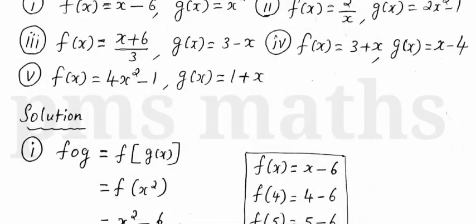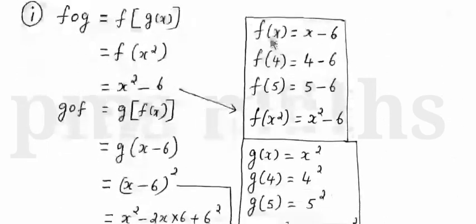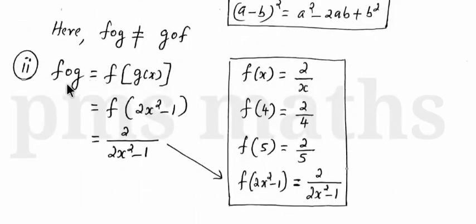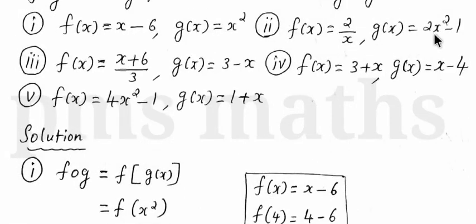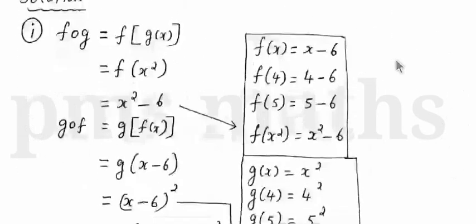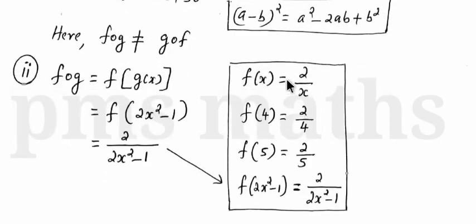Then the second one. This is the second question. Here, first find f of g. F of g is nothing but f, put a bracket, then write this g. G is nothing but g of x. Then substitute the value of g of x. What's the value of g of x in the second one? G of x is nothing but 2x square minus 1. Substitute that value. Instead of g of x, we can write 2x square minus 1.